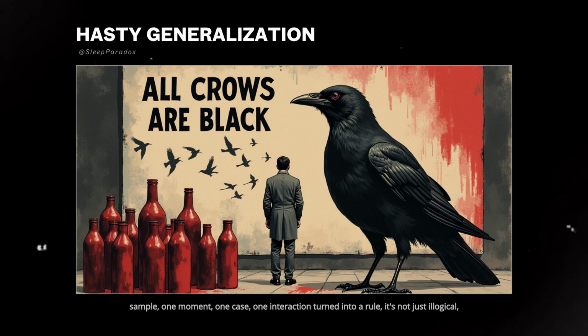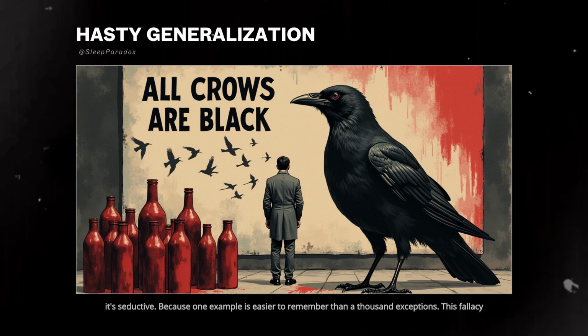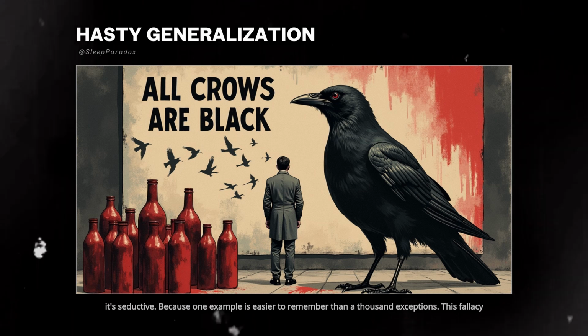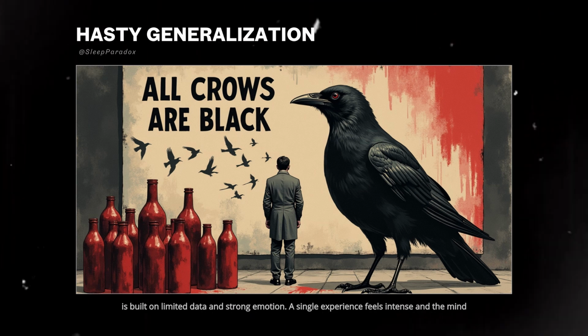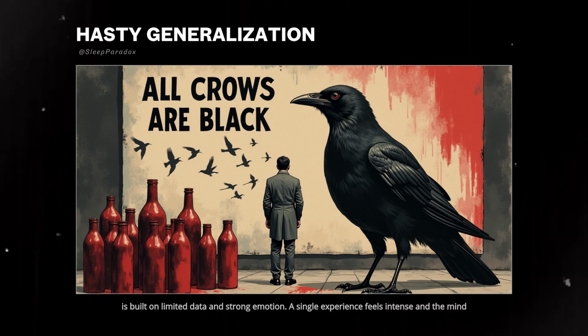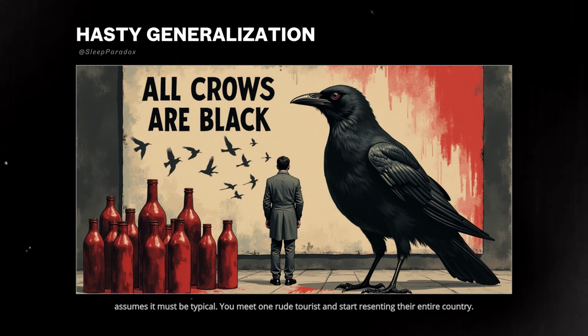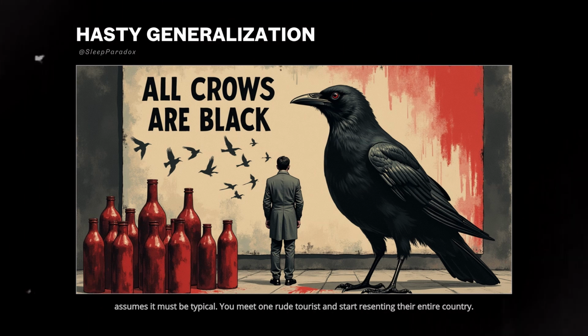It's not just illogical, it's seductive, because one example is easier to remember than 1,000 exceptions. This fallacy is built on limited data and strong emotion. A single experience feels intense, and the mind assumes it must be typical. You meet one rude tourist and start resenting their entire country.